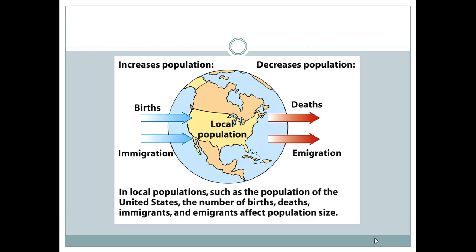Now, how do you remember which one comes in and which one goes out? Immigration, starting with the I, comes in, and emigration, starting with an E, means to leave or to exit, so E is exit.